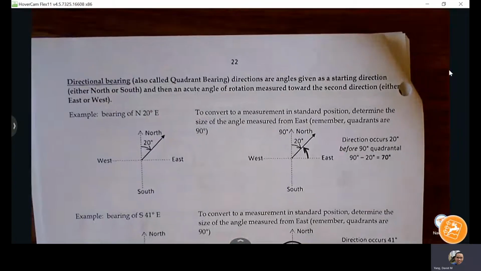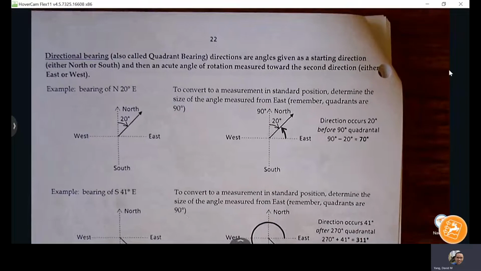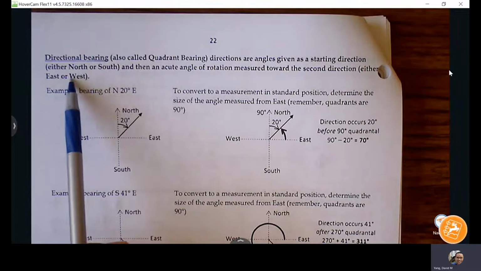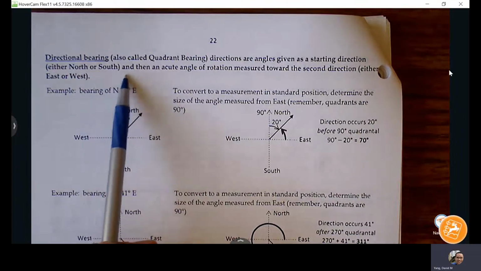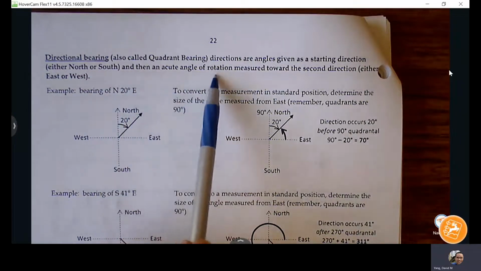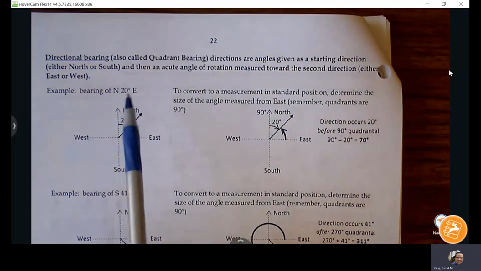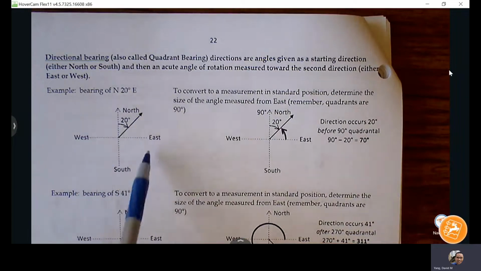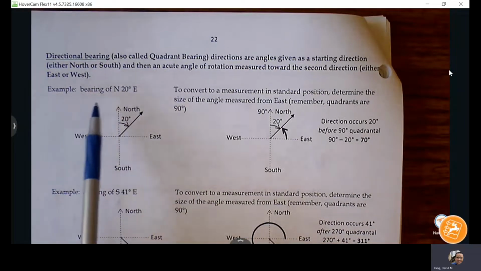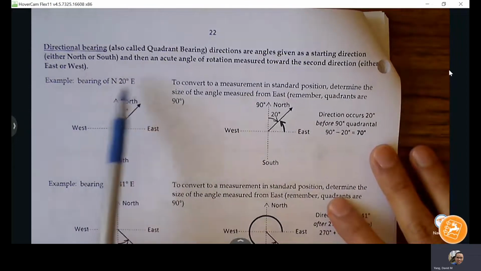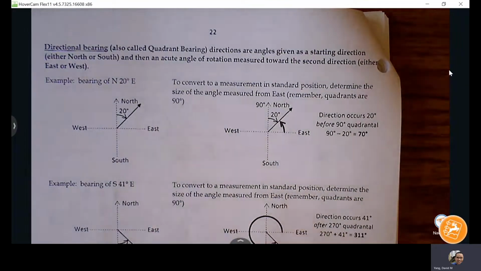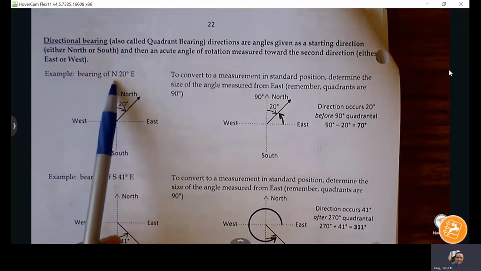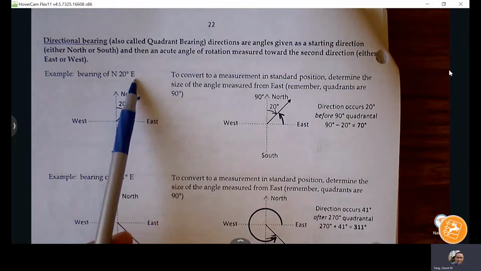Okay, so now we have something called directional bearing, where the directions are angles given as a starting direction, either north or south. So we're always going to be starting either north or south. And then an acute angle of rotation measured towards the second direction, either east or west. So now we can basically start anywhere and move in either direction. But they're going to be providing more information to tell us how to move, which direction to move, and how much to move.